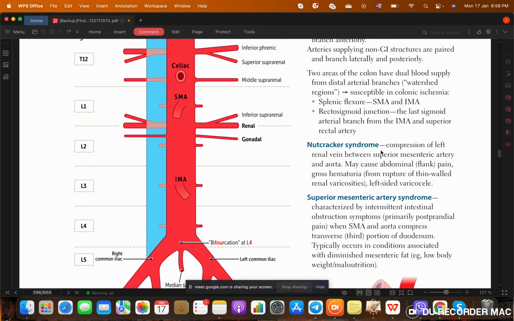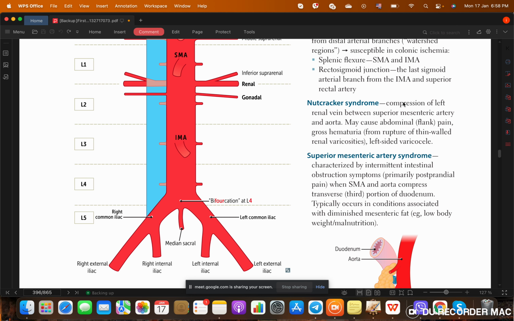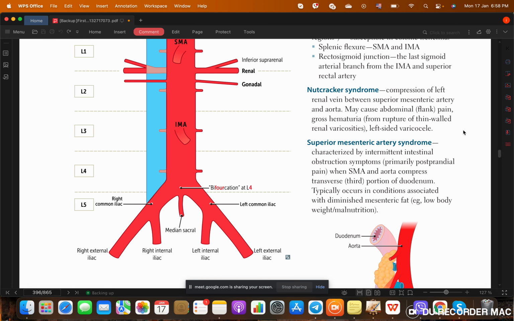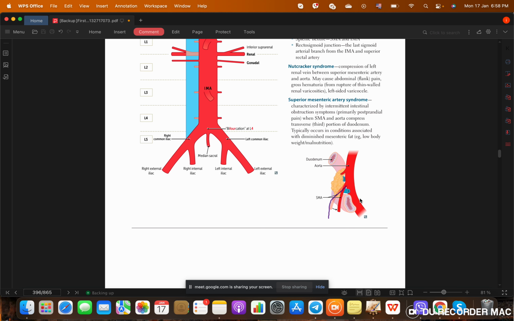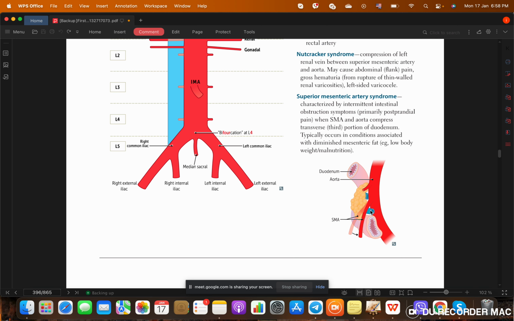Let's speak about it. The nutcracker syndrome is a compression of the left renal vein between the superior mesenteric artery, this guy, and the aorta. So exactly right here. Let's try to understand why such a thing might occur. So we have the superior mesenteric artery, okay, and we have the aorta. And as you can see here, we have the left renal vein going through here. And we have also the duodenum. So the duodenum is going literally under here.